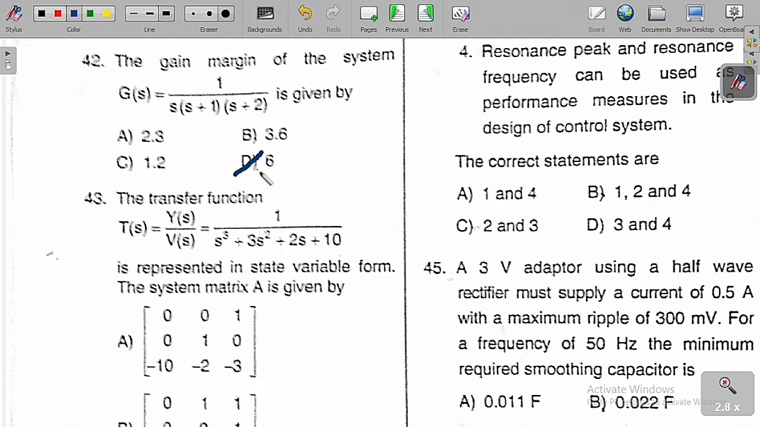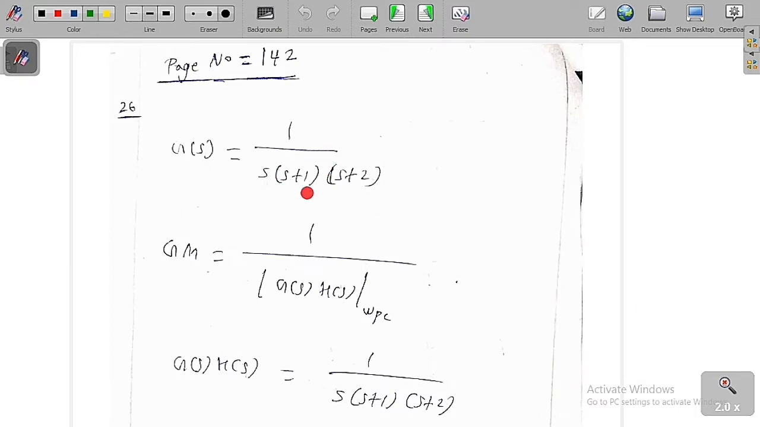So let's solve this numerical. G of S is equal to 1 by S into S plus 1 into S plus 2. So what is the gain margin? Gain margin is equal to 1 by mod of G of S into H of S at omega PC. PC is called the phase crossover frequency. This is the frequency at which the phase angle of G of S H of S is equal to minus 180 degrees. So gain margin is equal to 1 by mod of G of S into H of S at omega PC.